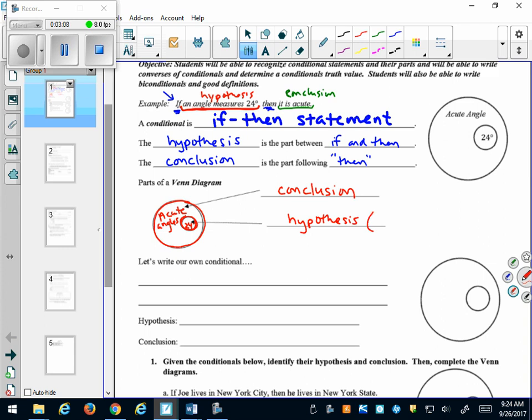So if you think about hypothesis is the part that follows the if, and the conclusion is the part that follows the then. So I always think of the word if starts with the word I, and I goes inside. It's the one that's inside the bigger circle is the if part, the hypothesis.